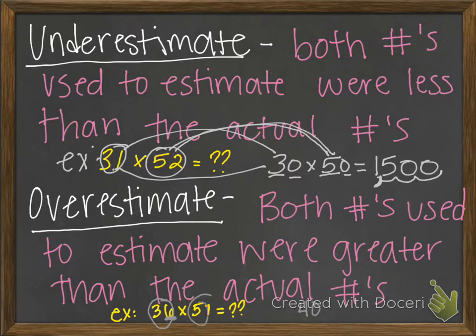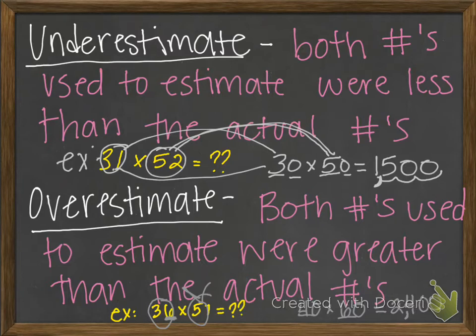And 57, is that closer to 50 or 60? It's closer to 60. And so I would say 4 times 6 is 24. And add my 2 zeros. Add my comma, and I would get 2,400. So I have overestimated this answer.